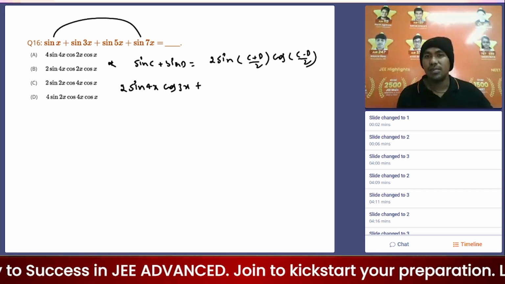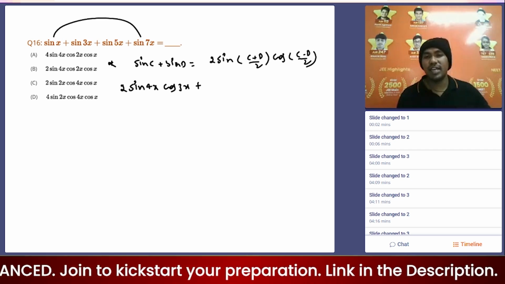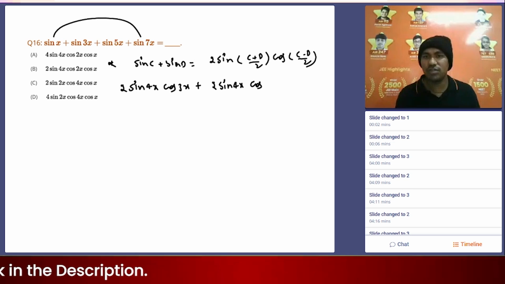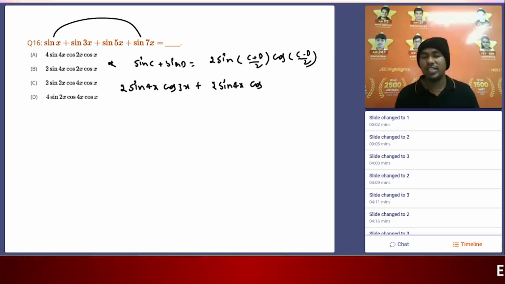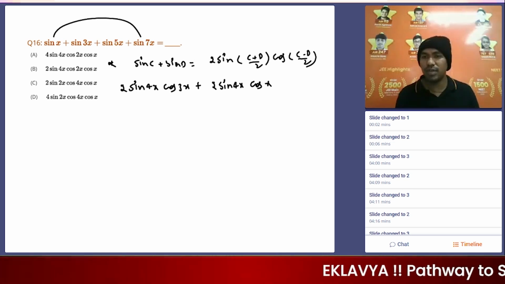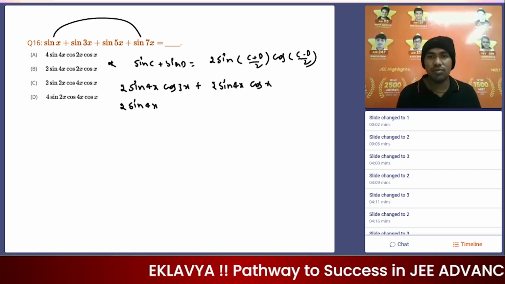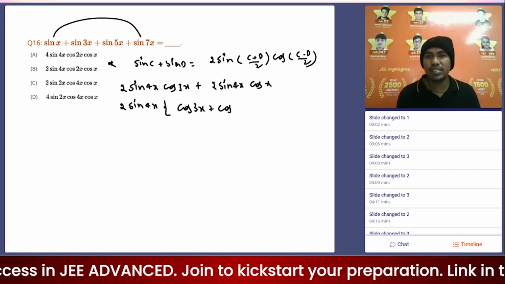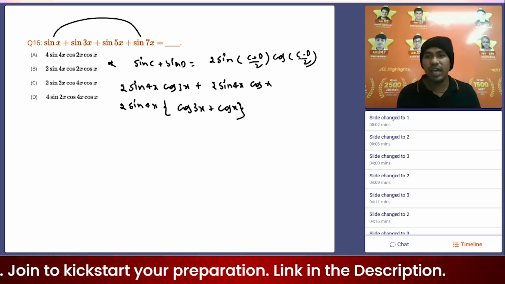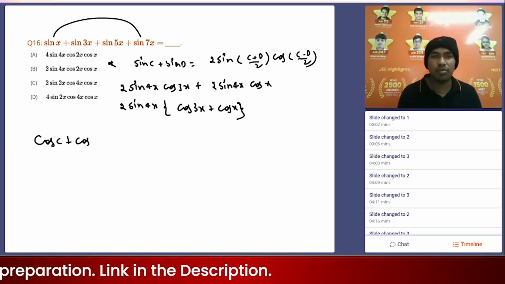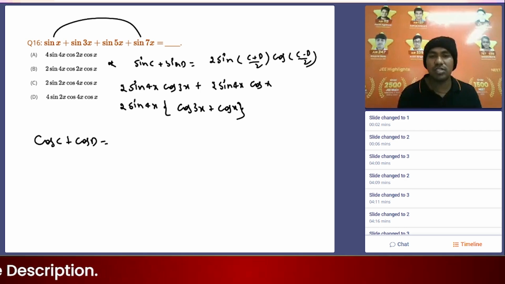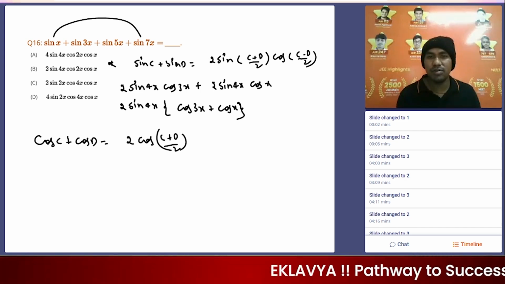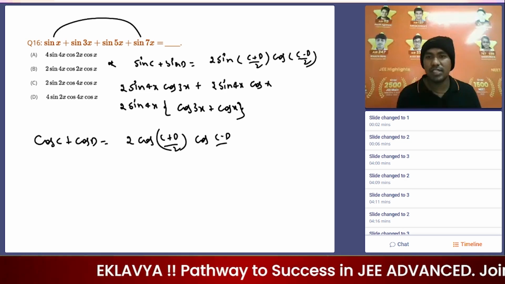And here plus, sin 3x plus sin 5x, again applying the same formula, 2 times sin 4x you will get, and cos of 3x minus 5x, 2x upon 2 will become x. And here we have 2 sin 4x common. If I take that common, then you will get cos 3x plus cos x. And again we have the cos c plus cos d formula. Cos c plus cos d is equal to 2 times cos of (c plus d) by 2 and cos of (c minus d) by 2.